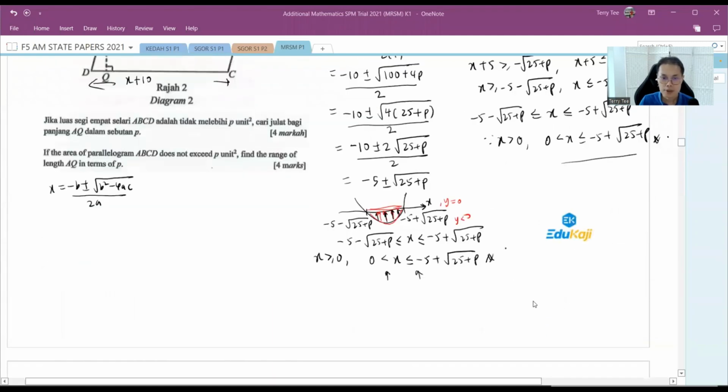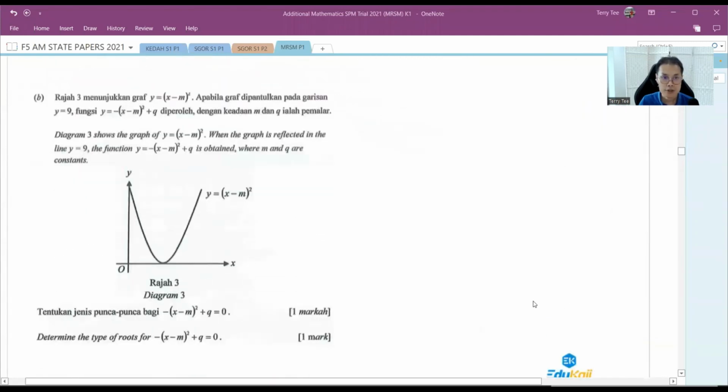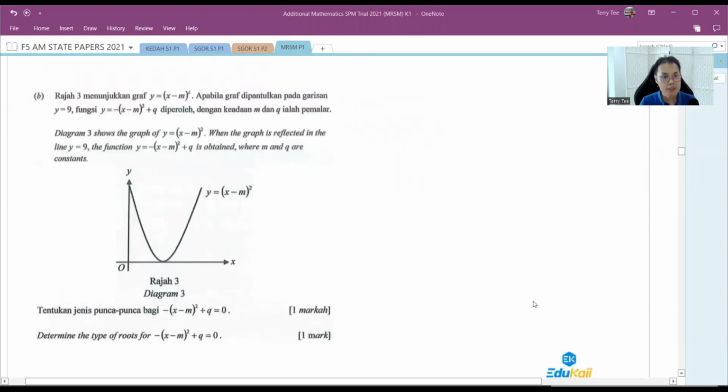Okay, let's move on to part B, also quadratic function. The first thing is you have a diagram that shows the graph of y equals (x minus 3) squared. When the graph is reflected in the line y equals 9, this function is obtained: y equals negative (x minus m) squared plus q, where m and q are constants. So determine the type of roots.